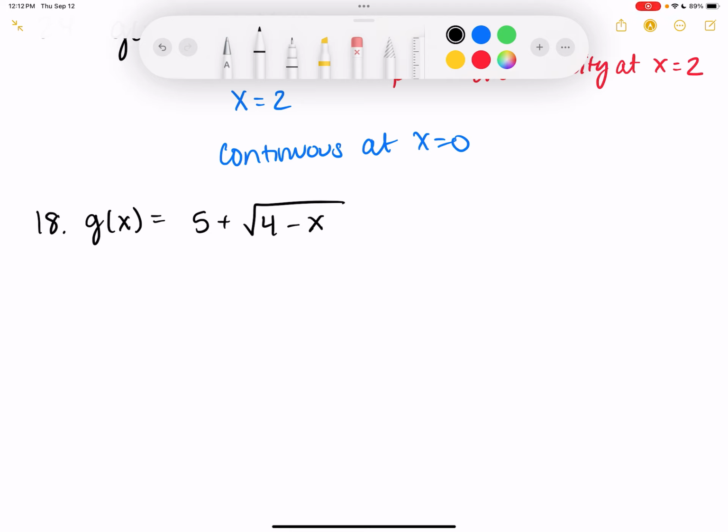So our range goes from 5 to infinity, because that's the y values that this function takes on. This just keeps on going to infinity up.